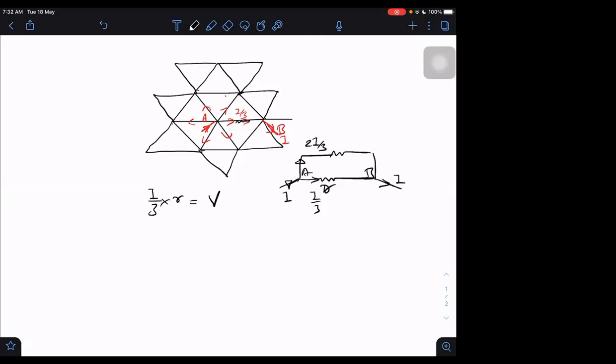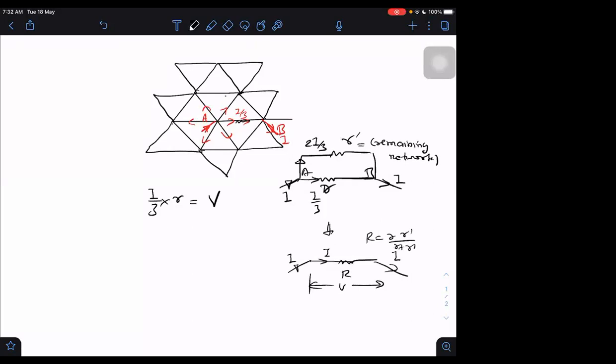Same potential difference. Effectively, total I comes. Let the net resistance be R. The potential difference will be V only, and this total current I goes through the net resistance finally. Let us say the resistance of the remaining network is R dash. And this R comes out to be finally R into R dash upon R plus R dash. This is net R. So effectively I into effective R is equal to the same potential difference V.